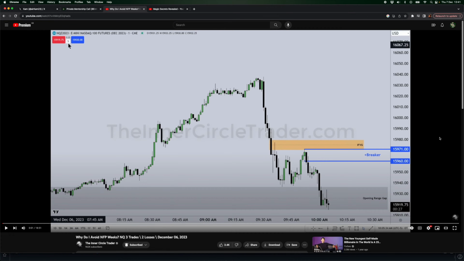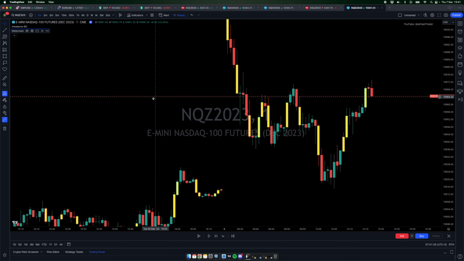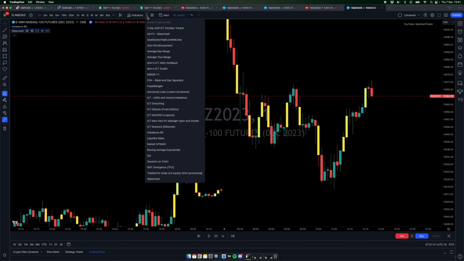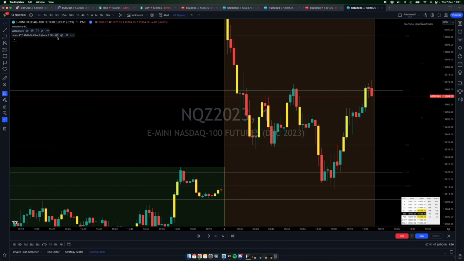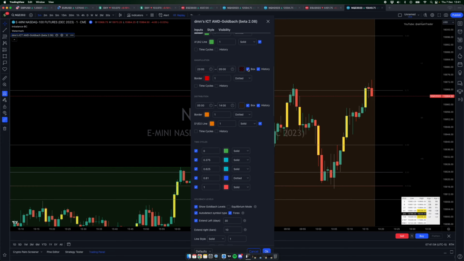So this is the trade ICT took, and I'm going to open my TradingView. So this is the date, the 6th of December. I've moved price back, so we have his price action here. Now, I'm going to load up the indicator for everyone who's new and doesn't know how to load it up, because I get a ton of questions on how to do it. The indicator is called DMN's ICT AMD Goldbach. We remove AMD boxes. I'm not going to explain this. This is in my previous video, but we're not going to talk about AMD today.